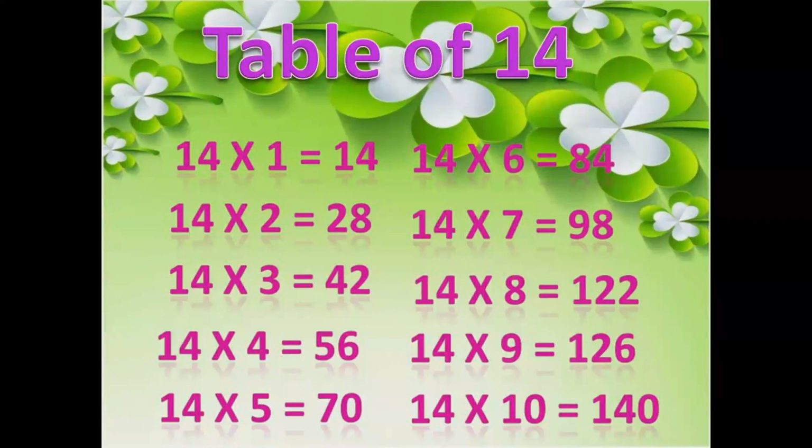You have been muted. Yes, Sujal Singh, unmute yourself. 14 ones are 14, 14 twos are 28, 14 threes are 42, 14 fours are 56, 14 fives are 70, 14 sixes are 84, 14 sevens are 98, 14 eights are 112, 14 nines are 126, 14 tens are 140.